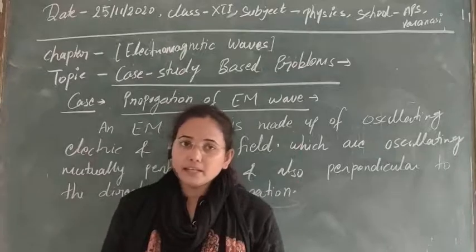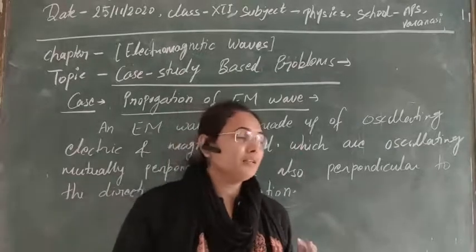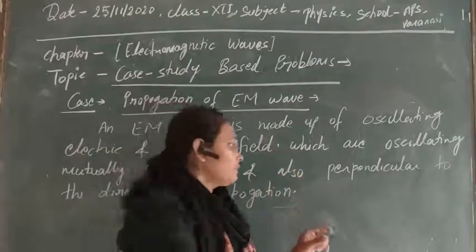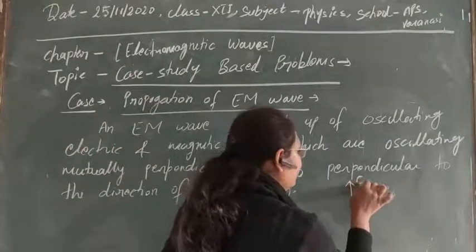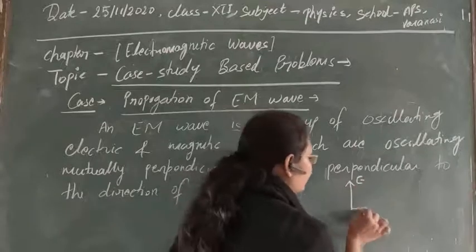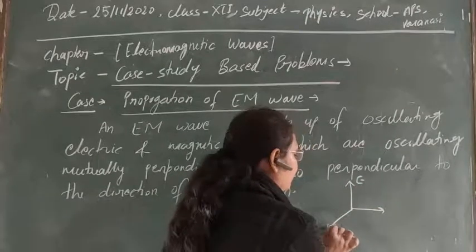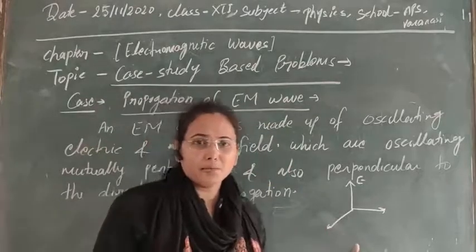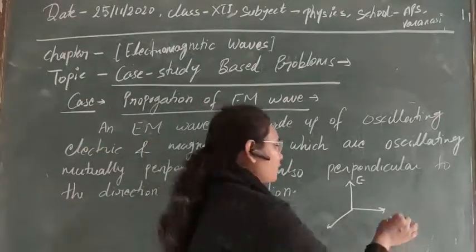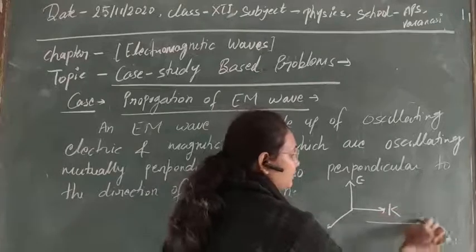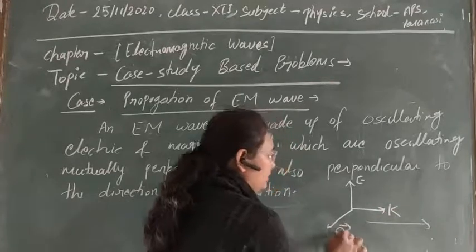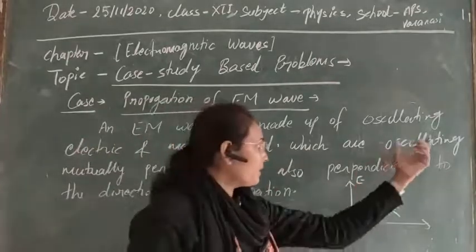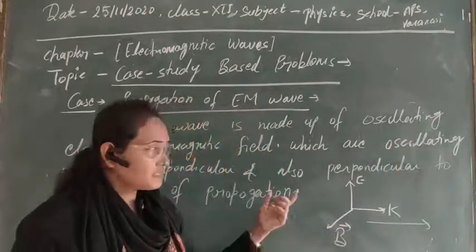So they are not oscillating in the same direction, they are oscillating perpendicular to each other. Suppose the electric field is oscillating in this direction, then the magnetic field will be either in this direction or in this direction. So according to the direction of propagation of the electromagnetic wave, the direction of the magnetic field will be this. So this is the basic phenomenon of electromagnetic waves that is brought up here.